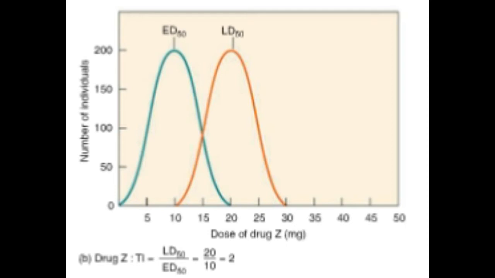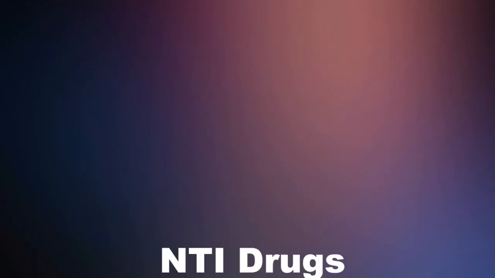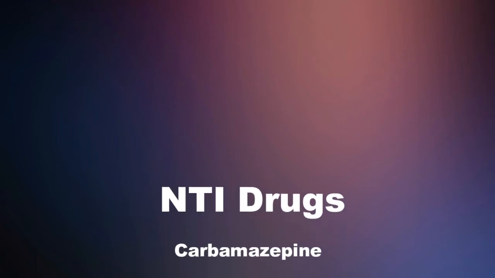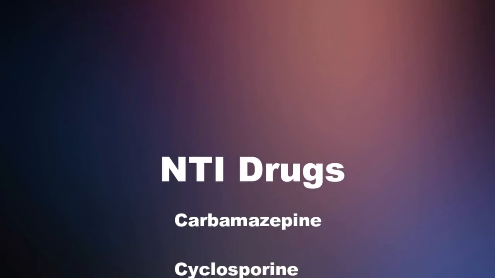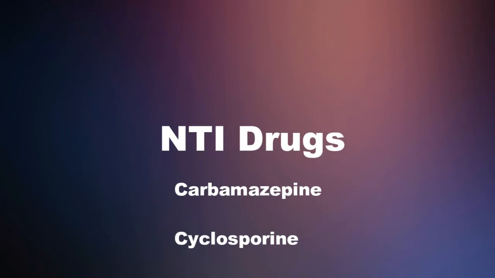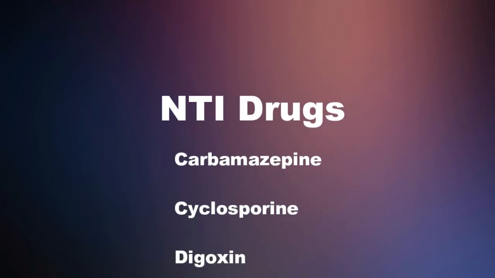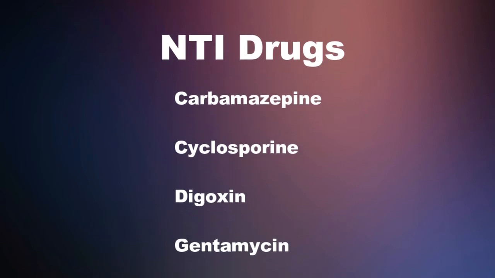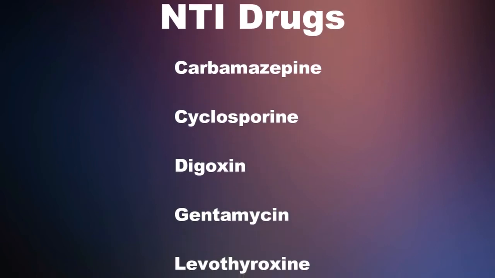This second example from your text shows a very narrow margin of safety with a therapeutic index of only 2. Here is a brief list of some of the more common narrow therapeutic index drugs. In order to make sure that patients aren't receiving toxic levels of these drugs, we need to monitor the plasma concentration of those drugs to see if they're at toxic levels.